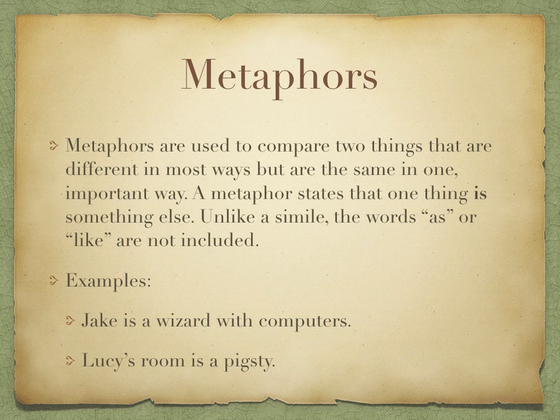So the examples are Jake is a wizard with computers. Obviously, Jake isn't really a wizard because wizards aren't real, or are they? Anyways, the author's comparing how good Jake is with computers to that of a wizard. And the second one, Lucy's room is a pigsty. Well, unless Lucy is a pig, her room is probably not a pigsty, but the author is comparing it to a pigsty so you understand how dirty her room really is.